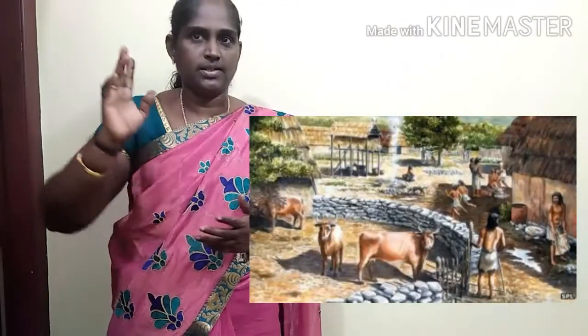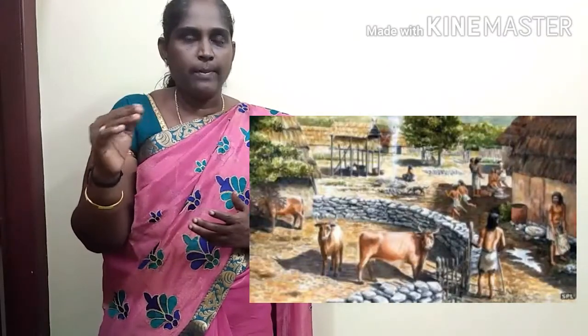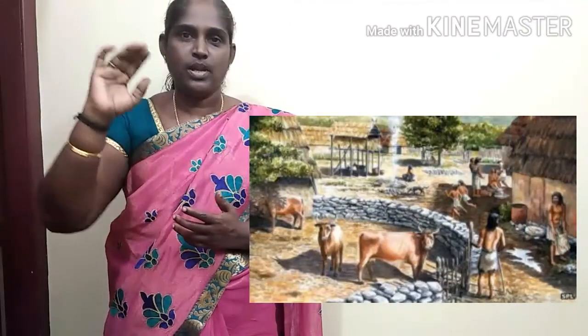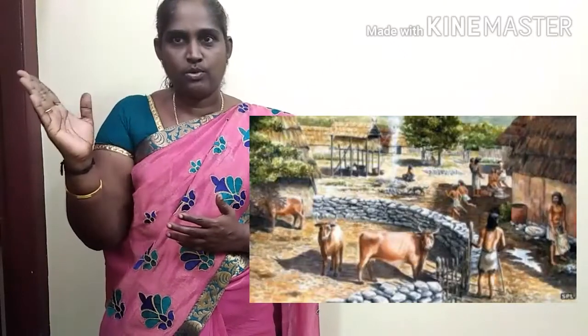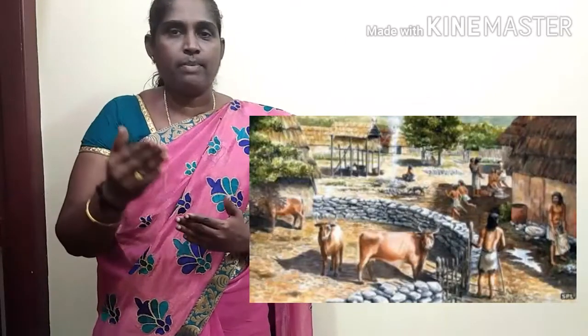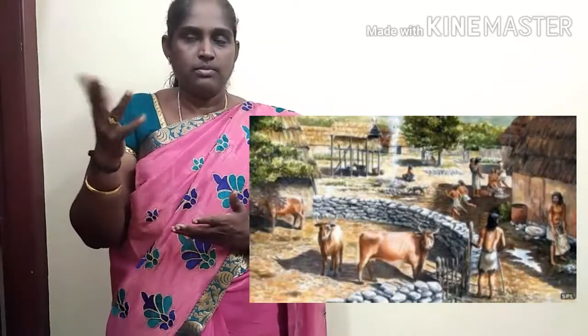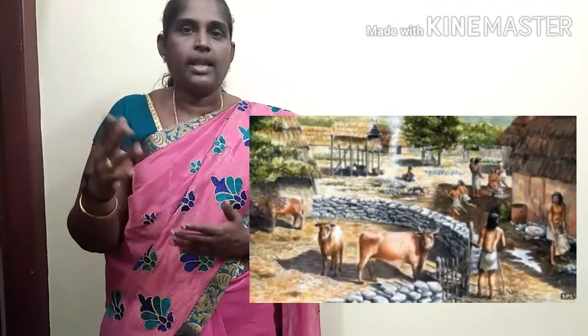They lived in very small villages, tiny we can say. The houses were made with a thatched roof and their walls were plastered with clay. Clay they were using to plaster their walls.